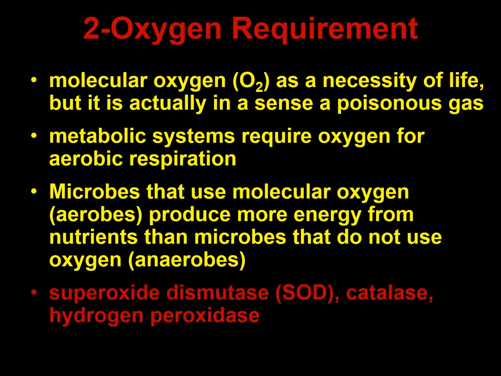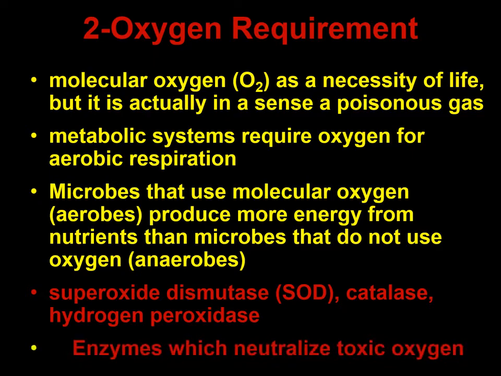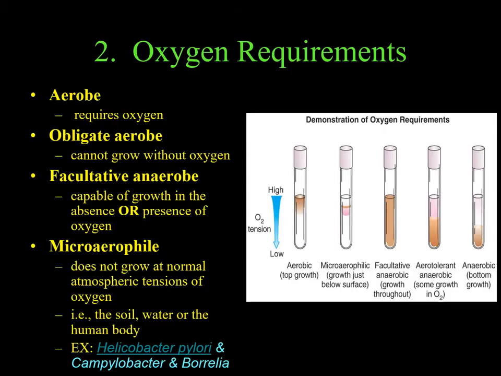Superoxide dismutase, catalase, and hydrogen peroxidase cleave the H2O2 resulting from the presence of oxygen and water. H2O2 is a poisonous chemical for living organisms, and these enzymes act as catalysts that break down the H2O2 and yield H2O and free oxygen. These are enzymes which neutralize toxic oxygen.